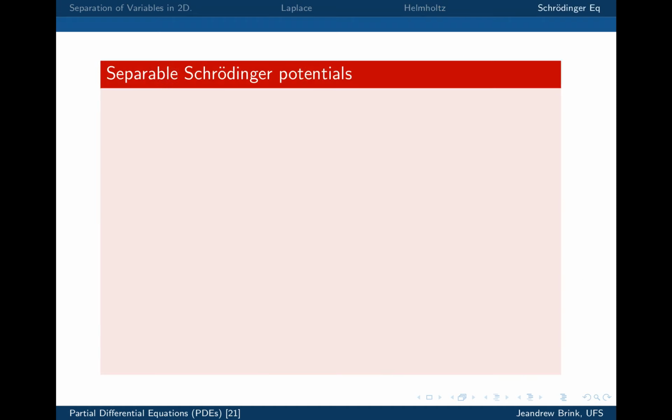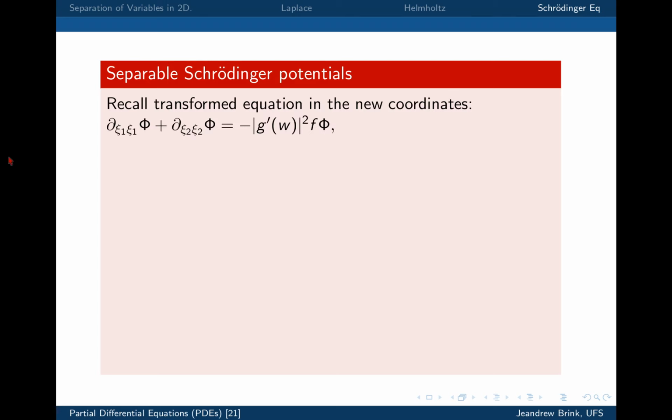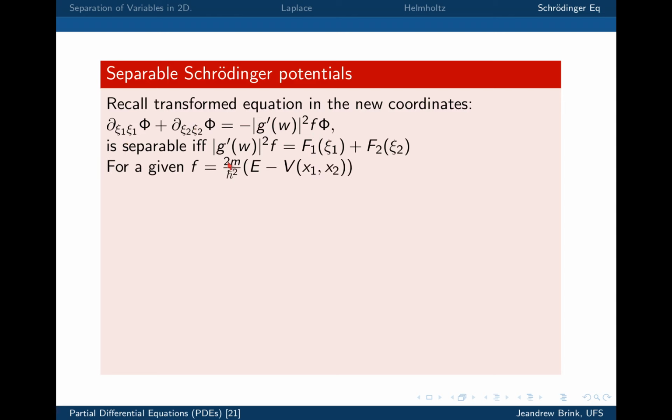Those are the separable Schrodinger potentials, the particular Schrodinger equations that are separable. You can write them all down knowing what you already know. The way you do that is you transform the spatial part of the Schrodinger equation into the new coordinates. Remember we had this expression where the Laplace in the new coordinates equals this transformation squared times f of g. And you knew that it's separable if and only if this criterion is met. That's the condition we're trying to satisfy.